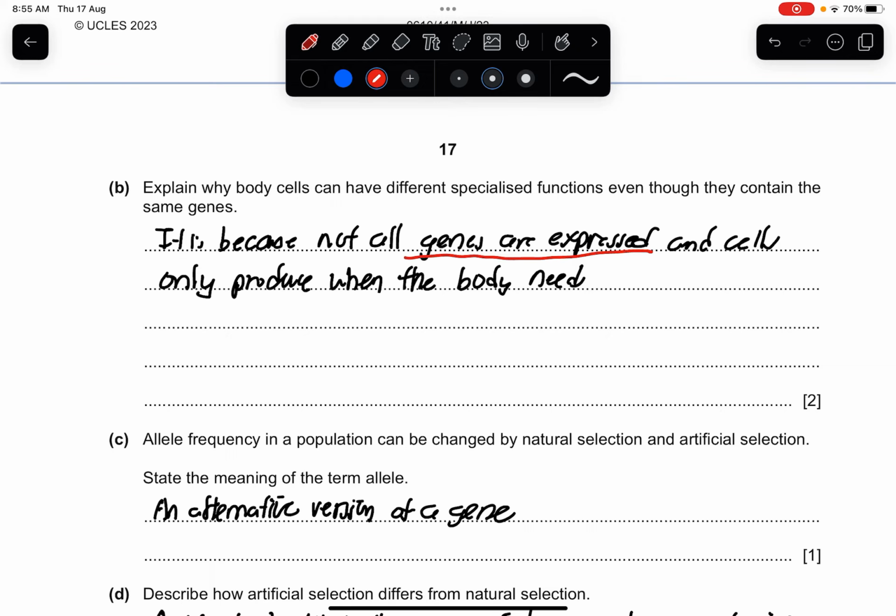For example, in breeding, they don't need everything just to initiate a breeding process, so only some are actually shown. Not everything is given out. Cells only produce when the body needs. When the body already has an excess of it, you do not want it again. So you just need those that the body really needs. You only produce those, and definitely they are not going to show all their features. It's only some of them coming out and being expressed.